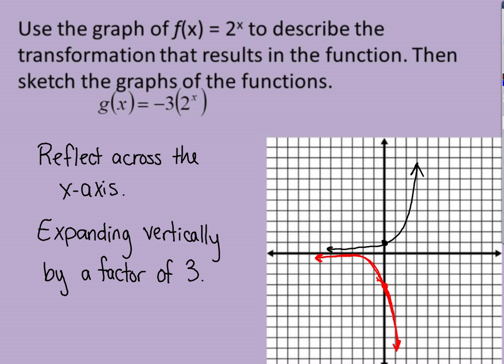So our graph should look something like this. But expanding it vertically, make sure you do have it right on the correct y-intercept. We are multiplying that 1 by a negative 3, so it'll be 0 and negative 3 where we're crossing the y-axis.